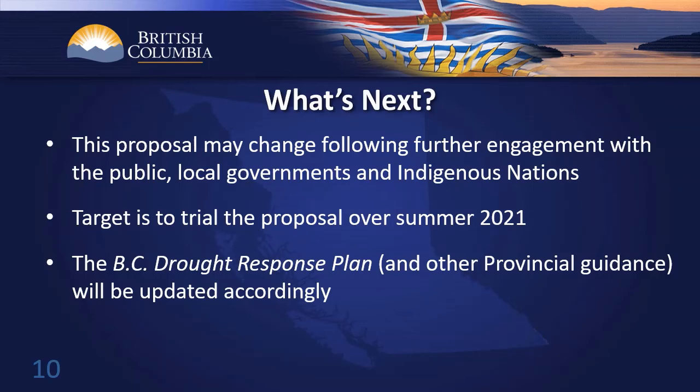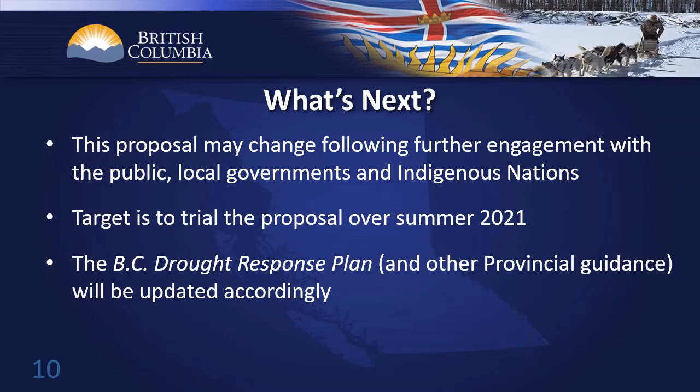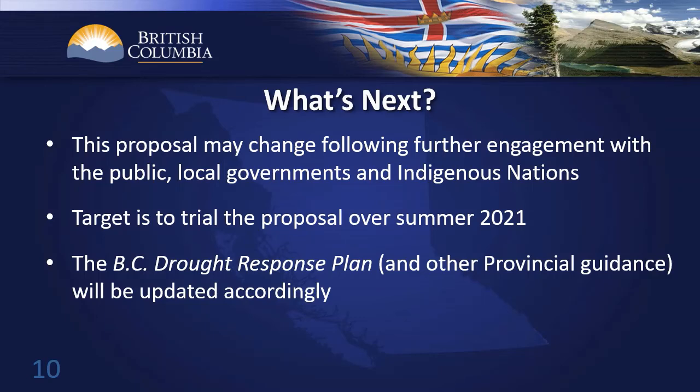We'd like to hear from all interested parties through engagement to see what they think about these proposed changes. Our target is to start to implement the new levels over summer of 2021 on a trial basis. If the changes are judged to be beneficial, changes would be fully adopted and implemented following that. The BC Drought Response Plan and other provincial guidance would also be updated accordingly.